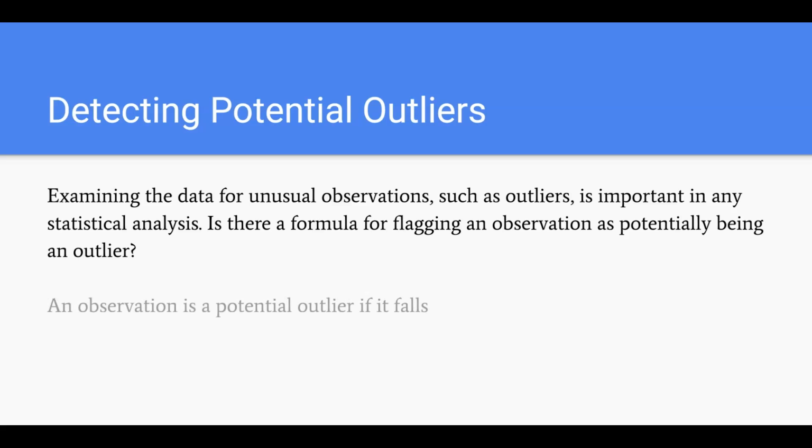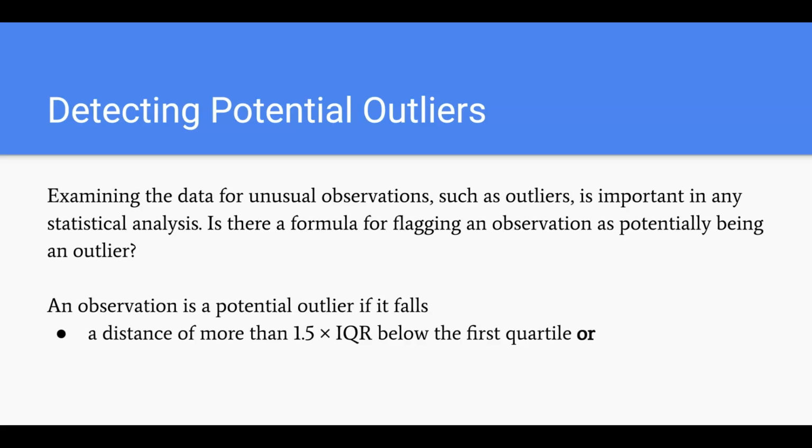So here's a formula for you. We call this an outlier if this data value is more than 1.5 times IQR below the first quartile. This is the smaller side.